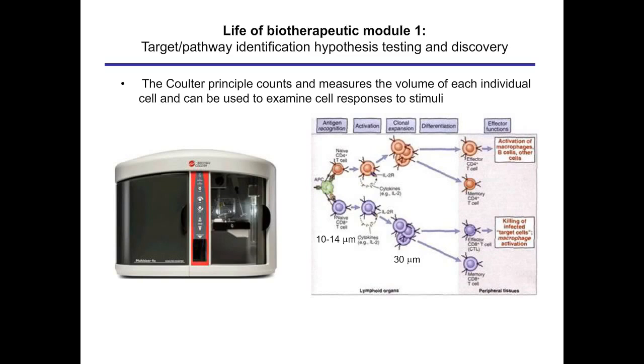And this is often used in the context of cell therapy to monitor the changes in cell size as T cells are stimulated to undergo maturation. They'll change from about 10 microns to 30 microns, and in many different physiological contexts, the cell volume will change, and the Coulter principle, such as is used in the Multisizer, can be used to follow that.